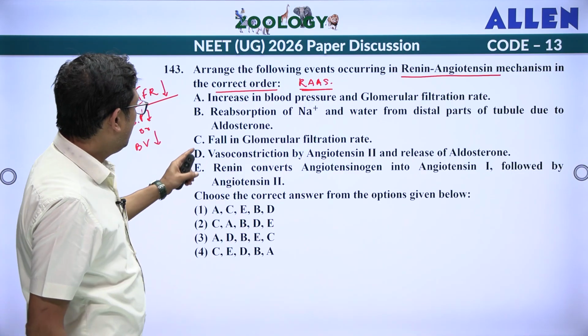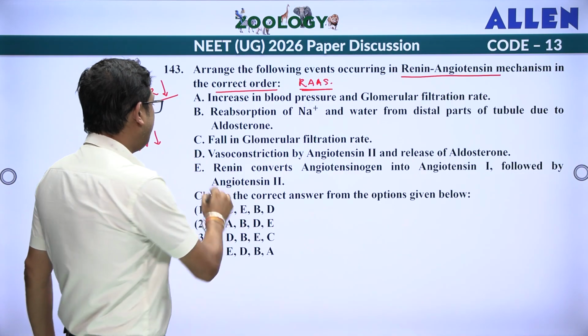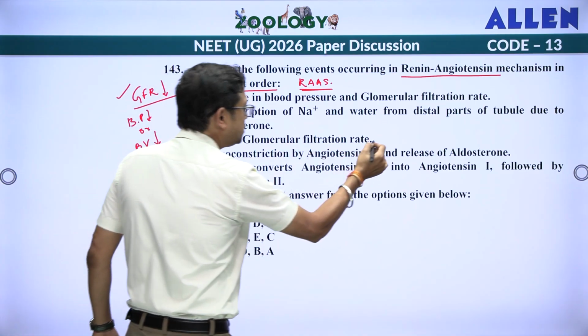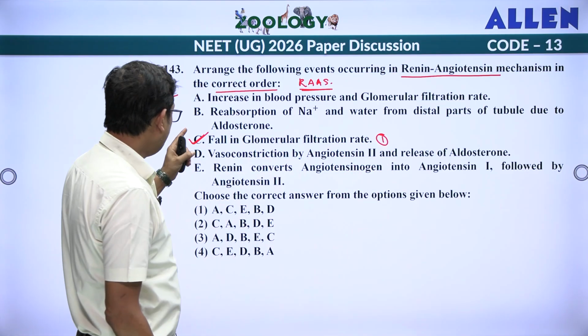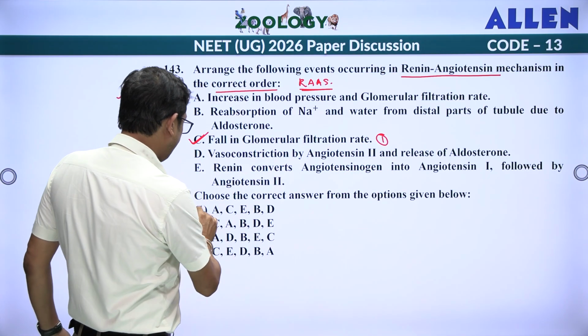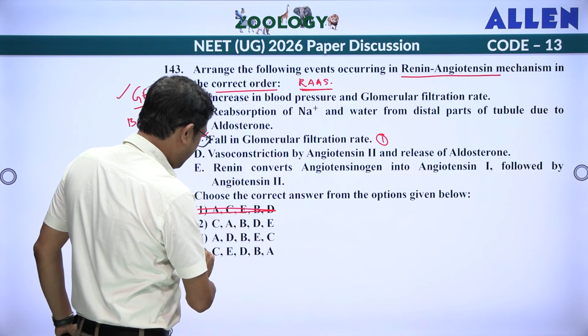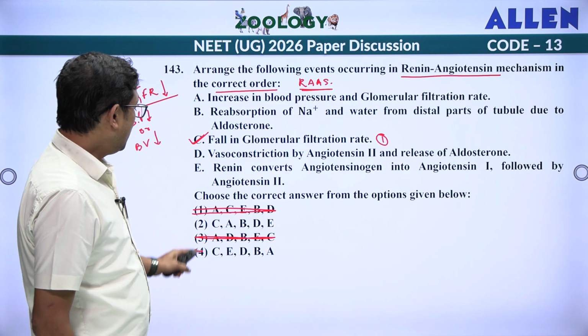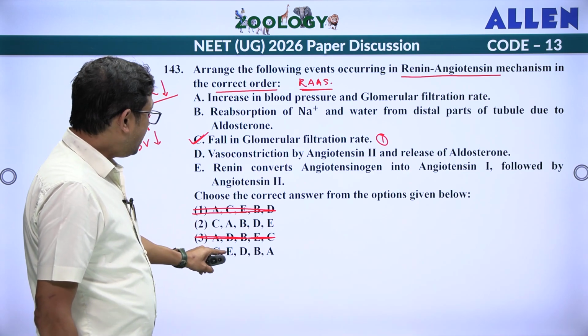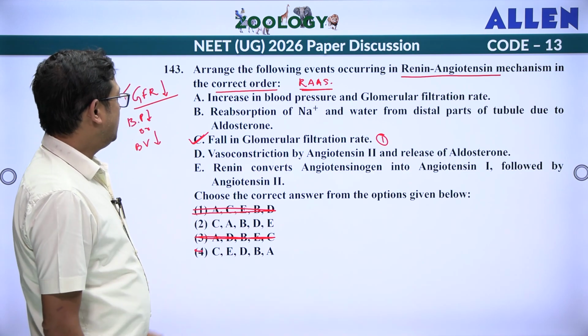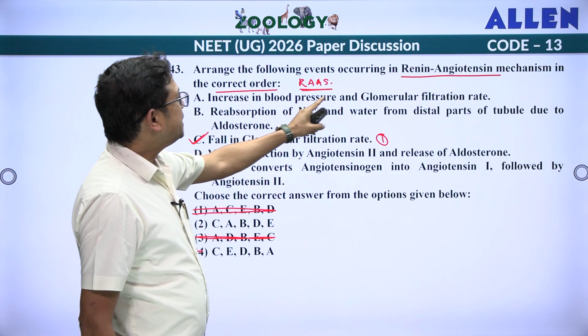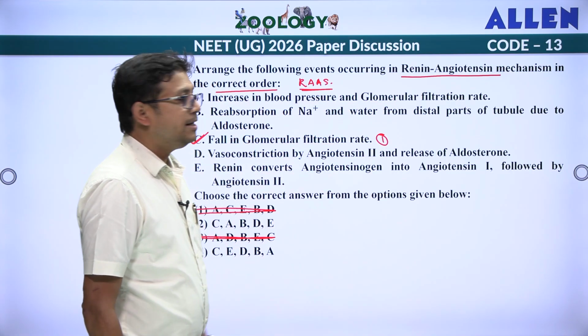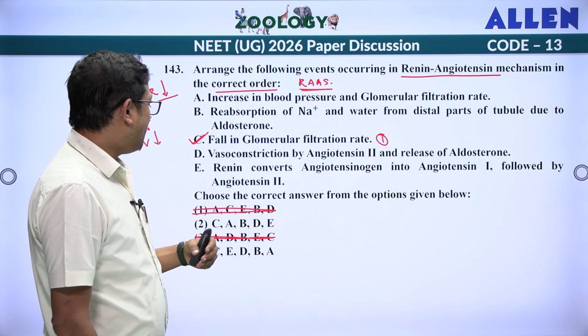So, let us see. Fall in glomerular filtration rate, yes, this should be the first one. So, how many options say C is first? So, eliminate first one, eliminate third one. So, now A should be there or E should be there, that is our question. Increase in the blood pressure and glomerular filtration rate, this should happen at the end.